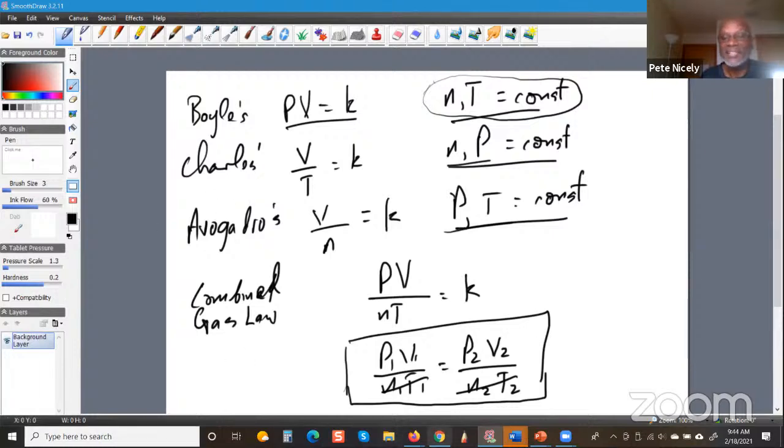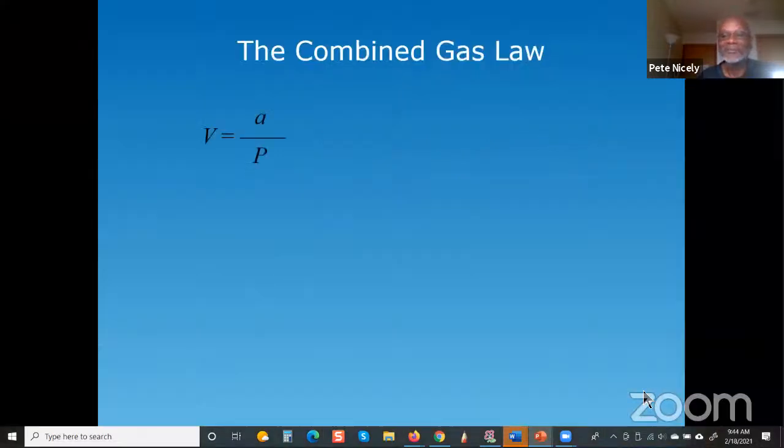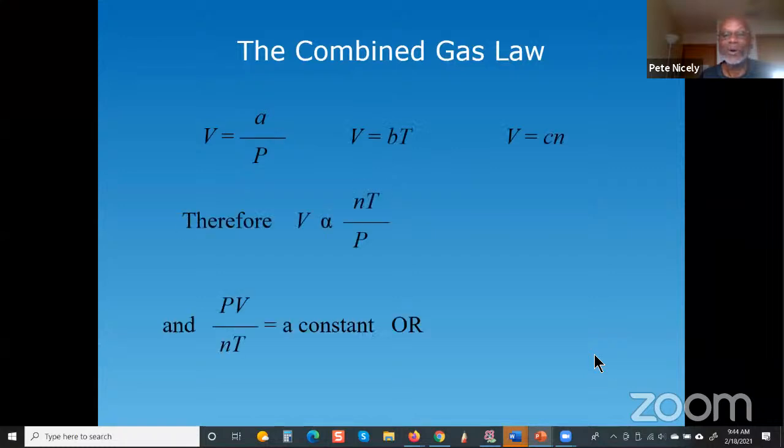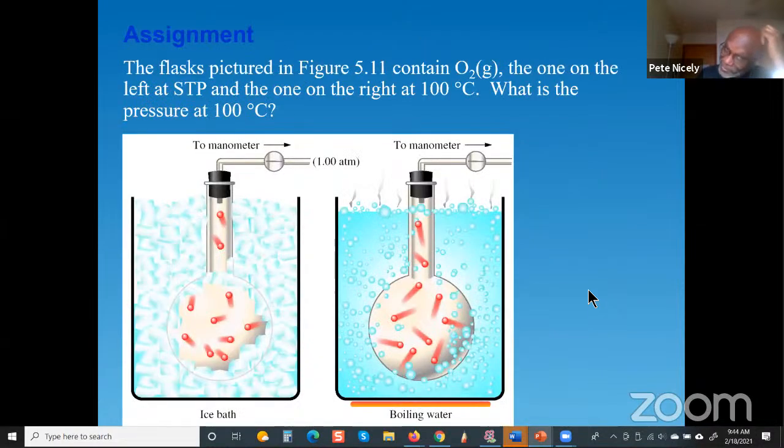Okay, so with that said, let me go back to this. This is basically saying the same thing, but I prefer to show you the way I just did, but the end result is the same. P1 V1 over N1 T1 is equal to P2 V2 over N2 T2. So that's the combined gas law. Okay, so based on what we have just talked about, we should be able to do this question.